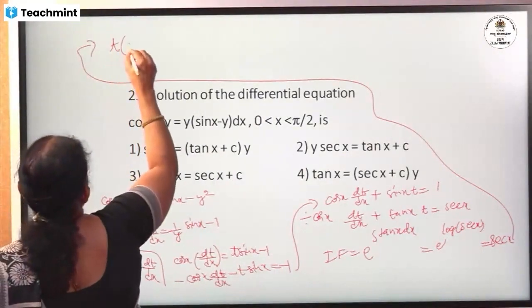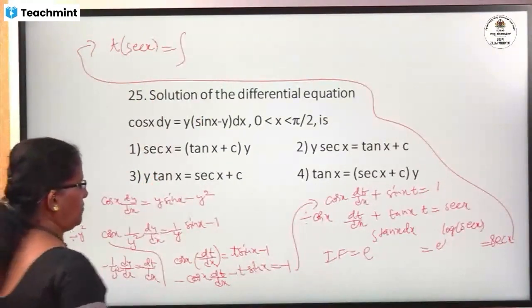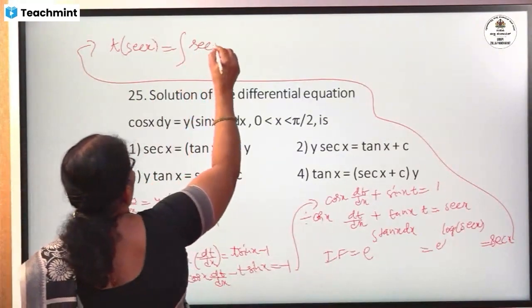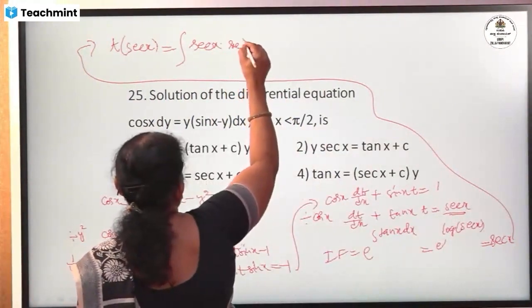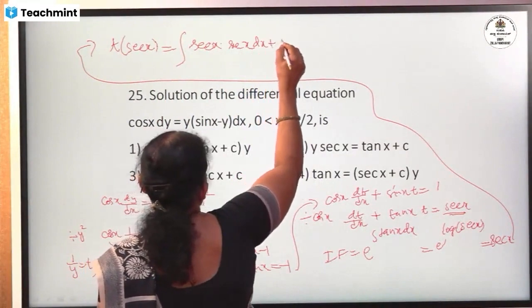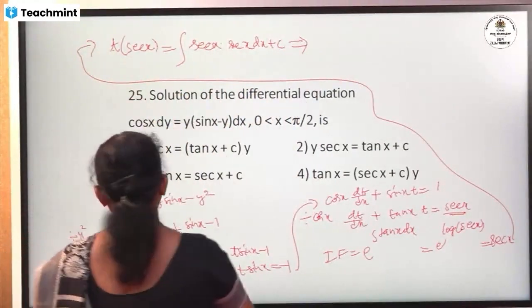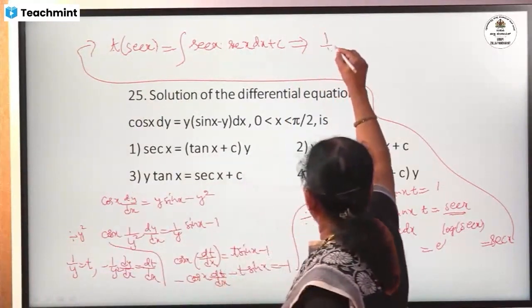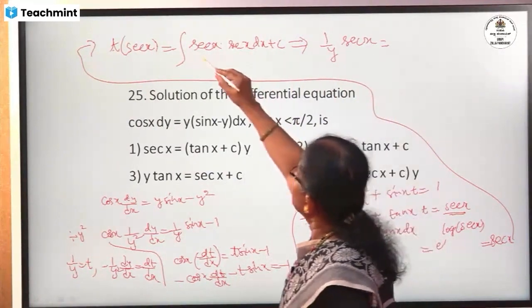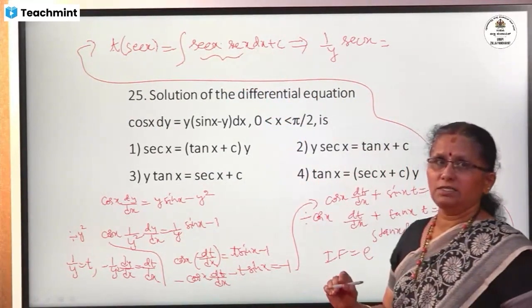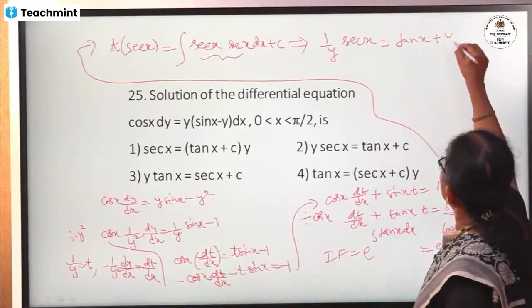T into secant x equal to integral of q. What is q? It is secant x into integrating factor plus c. And what was our t? T is 1 by y. So 1 by y into secant x equal to, the secant x into secant x is secant squared x. Its integral is tan x plus c.